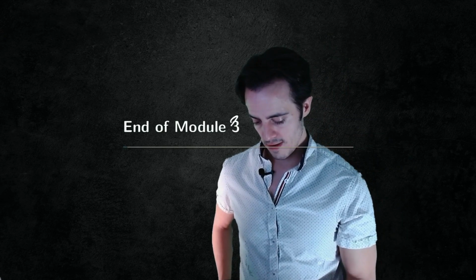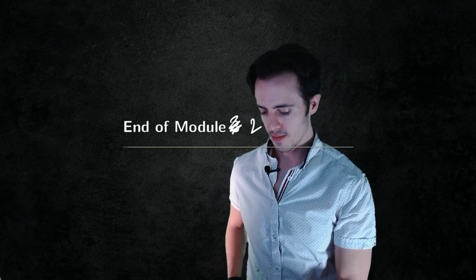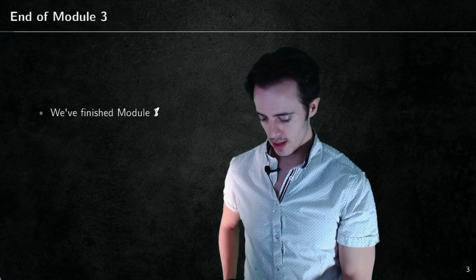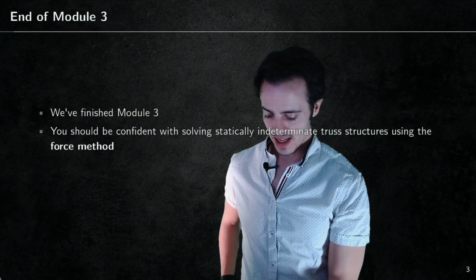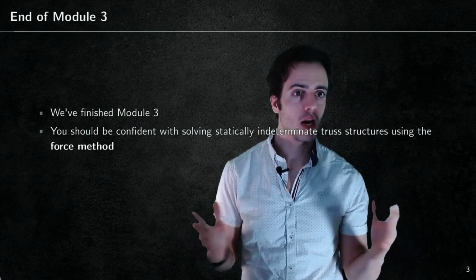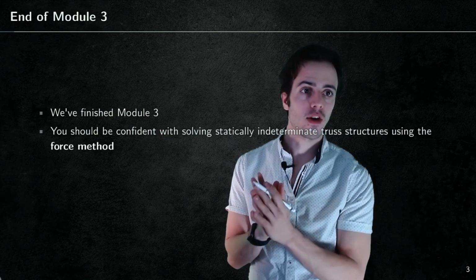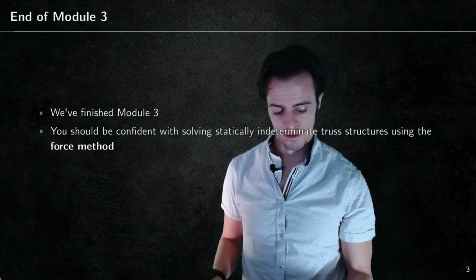So we finished module 2. Again, that was previously module 3, so I've got to keep changing this. This is going to get tiring, especially since this will change every time I bring anything else into this. So we finished that. I'm not going to change this again, but by now you should be sort of confident with how we solve statically indeterminate truss structures using the force method.